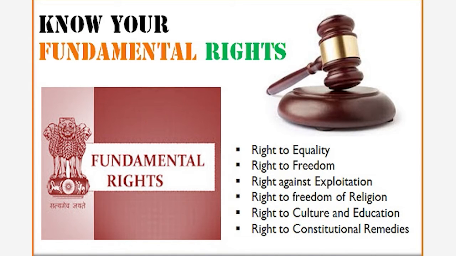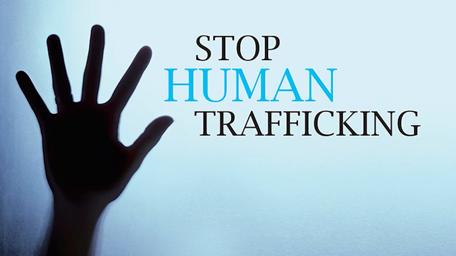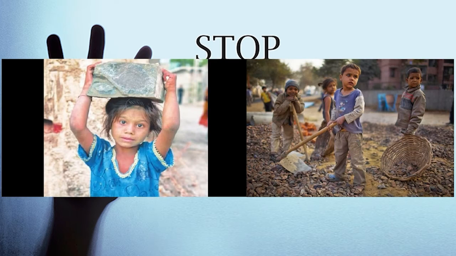Third is right against exploitation. The Constitution of India recognizes the dignity of the individual and protects him against any form of exploitation, either by the state or by the privileged classes in the society. Article 23 provides that traffic in human beings and begar, that means forced labor and similar other forms of forced labor, are prohibited. Article 24 prohibits the employment of children below the age of 14 in any factory, mines or any other hazardous or dangerous employment.